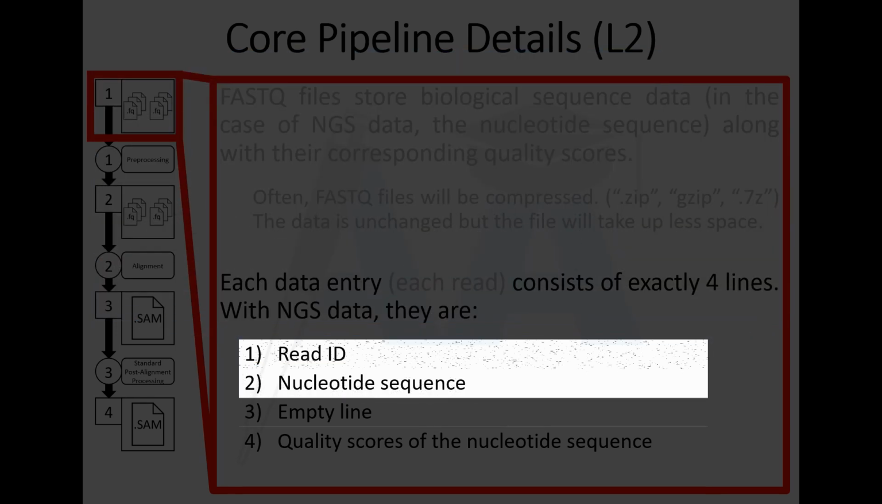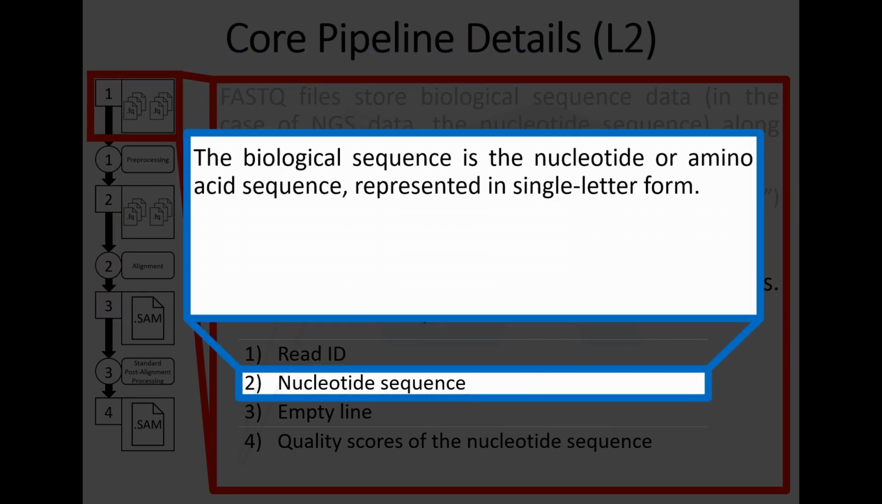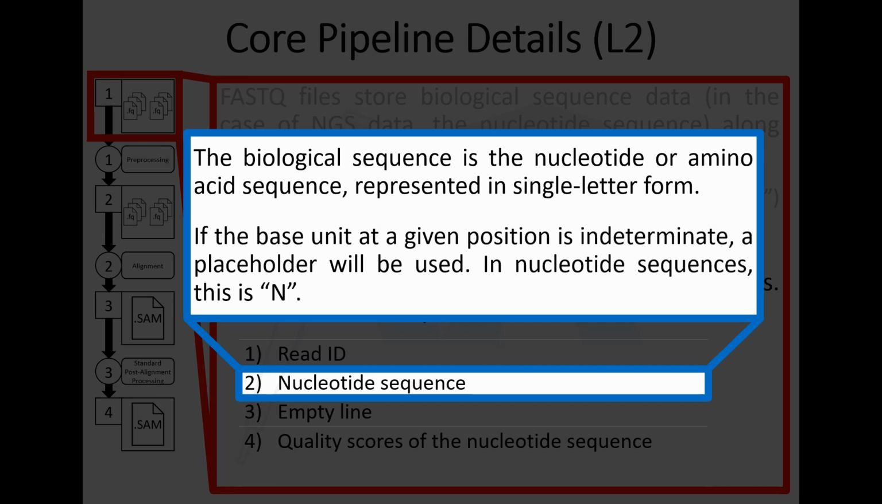The nucleotide sequence contained in the second line is fairly straightforward. It is a sequence of letters, with each letter corresponding to a nucleotide. A for adenosine, C for cytosine, G for guanine, and T for thymine. If the nucleotide at a given position is indeterminate, a placeholder will be used. For DNA sequences, this is typically an N. FASTQ files can also store amino acid sequences.